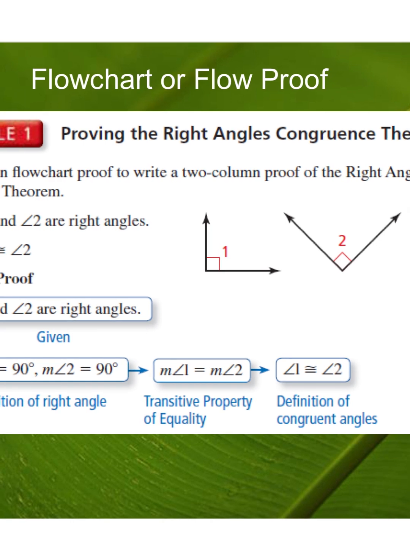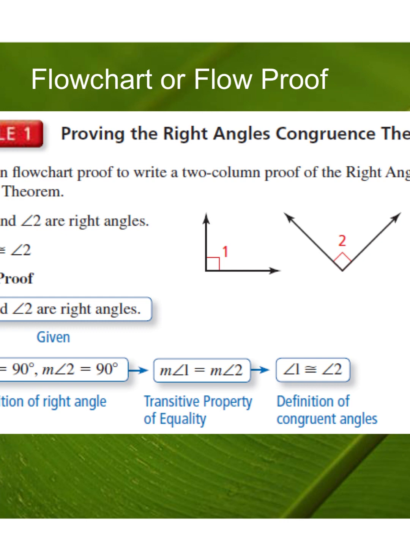Now the flow chart or flow proof. Again, this is an example of what it looks like. We're not going to have to do it in class. So this is an example proving the right angles congruence theorem. This is just going to prove what we just said in the last slide. So use the given flowchart proof to write a two-column proof on the right angles.